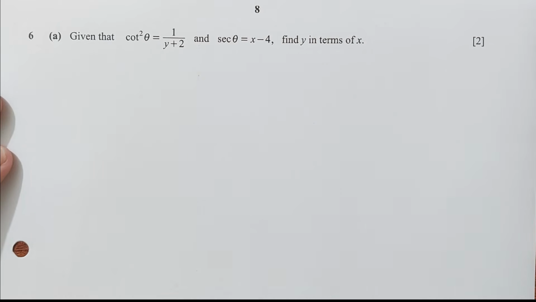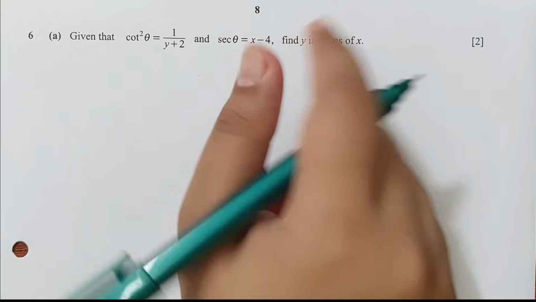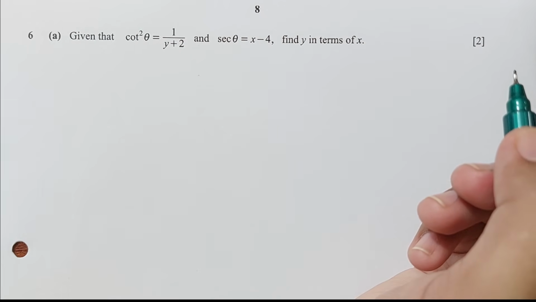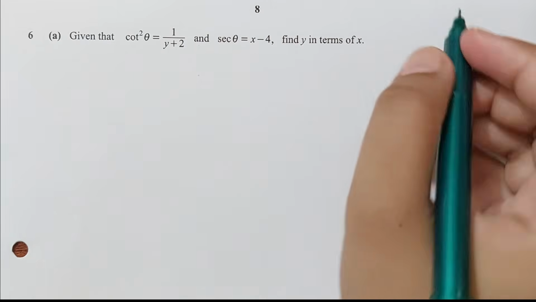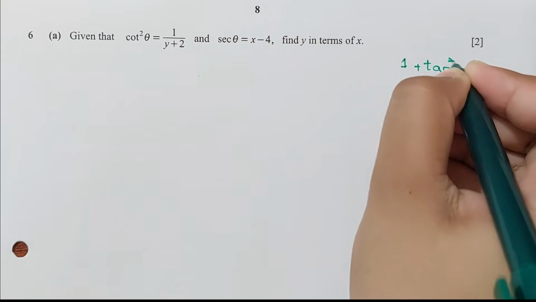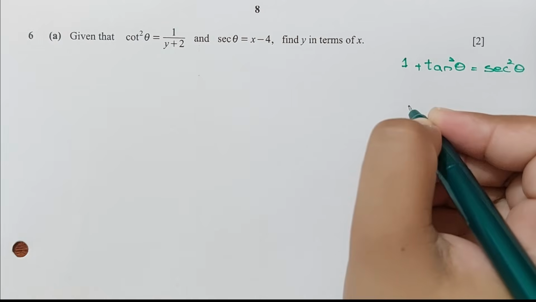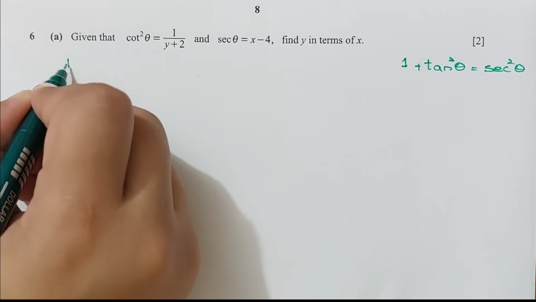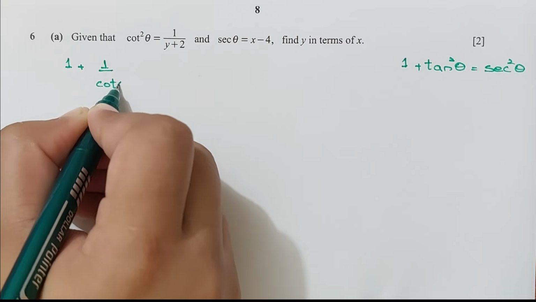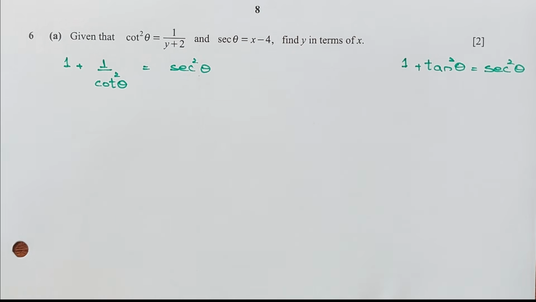Right. Question number 6, part A. Given that cot square theta equals this and secant theta equals this, find y in terms of x. We have been given cot square and secant theta. So if I use the identity 1 plus tan square theta equals secant square theta, right? So I can say 1, tan is 1 over cot square theta, this would be equal to secant square theta, right?